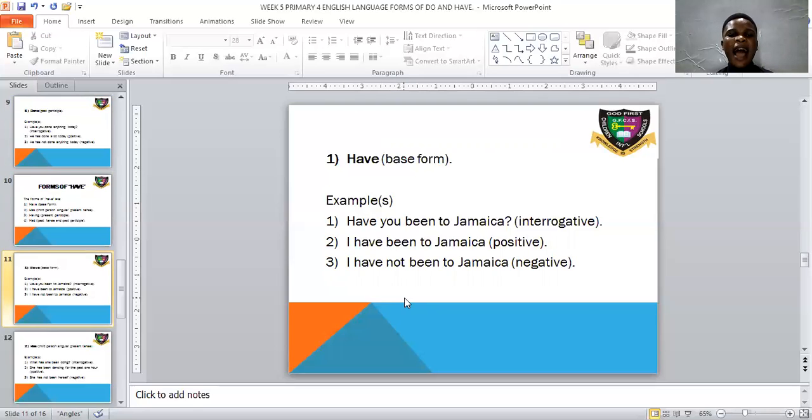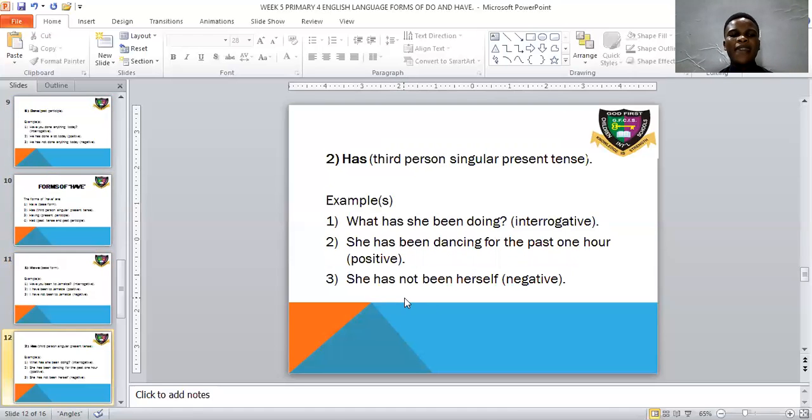Now the second one says, I have been to Jamaica. That is a positive statement. The third one is, I have not been to Jamaica. That is a negative statement, having the word not. I have not been to Jamaica.